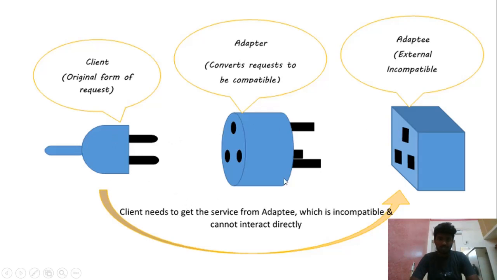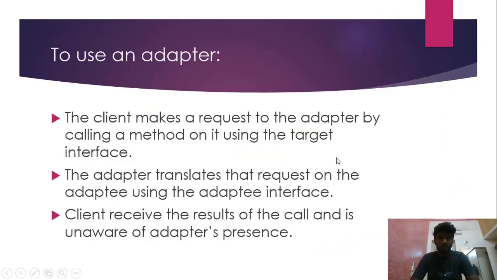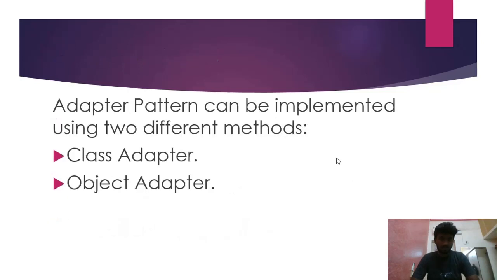Here the client needs to get the service from the adaptee, which is incompatible and cannot interact directly with this adaptee. So we are using this adapter to make them work together. To use an adapter, the client makes a request to the adapter by calling a method on it using the target interface. The adapter translates that request on the adaptee using the adaptee interface. Client receives the results of the call and is unaware of adapter's presence.